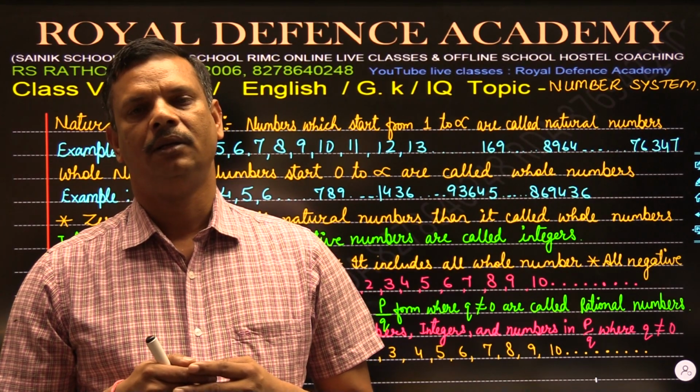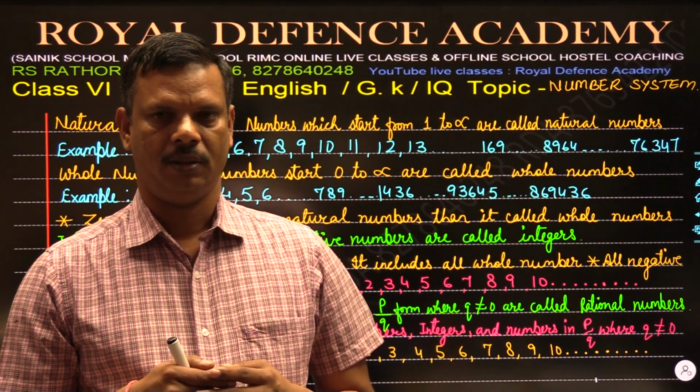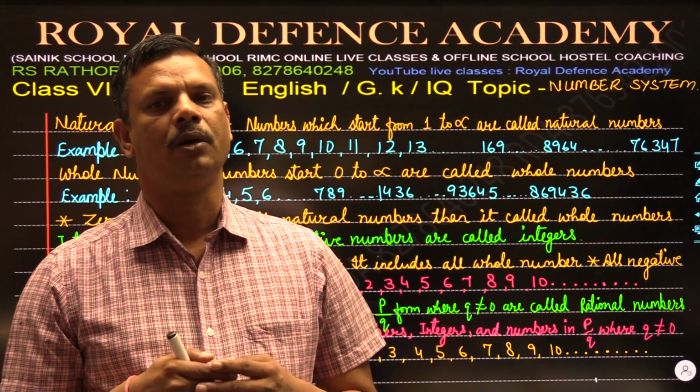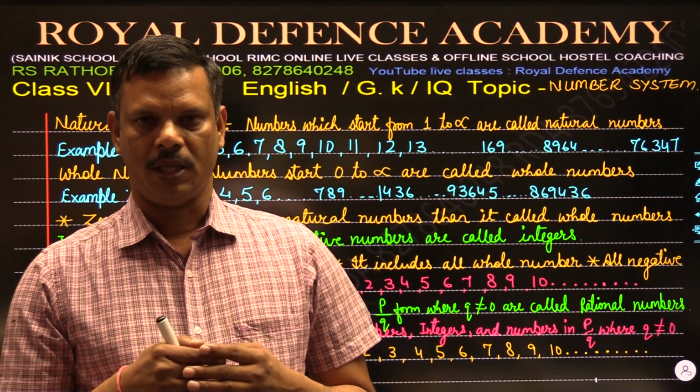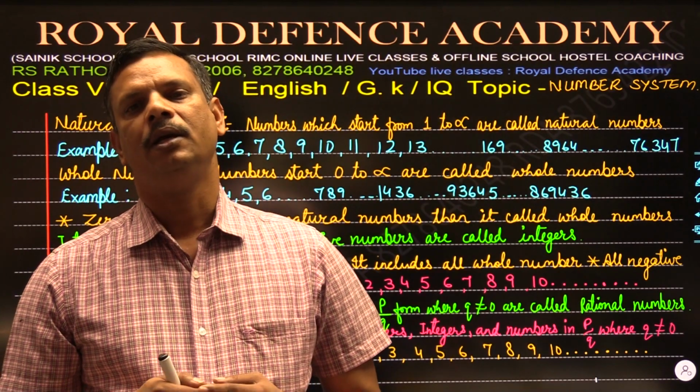Then we have the next, integers. All negative and positive numbers are called integers. It includes whole numbers. It also includes your natural numbers. Natural numbers plus 0 plus all negative numbers are called integers.